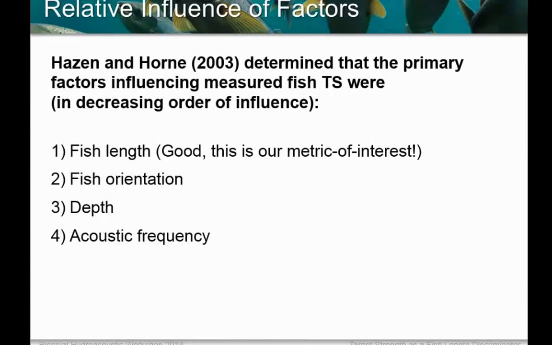As far as the relative influence of the factors we've looked at, mapping them all out, fish length was the largest influence on target strength, so that's a good thing. That's what we're trying to tease out of this mess. And fish orientation was the next. From some of the earlier plots we saw, it's least variable if we're sampling them dorsally or ventrally. We sometimes can't do that.